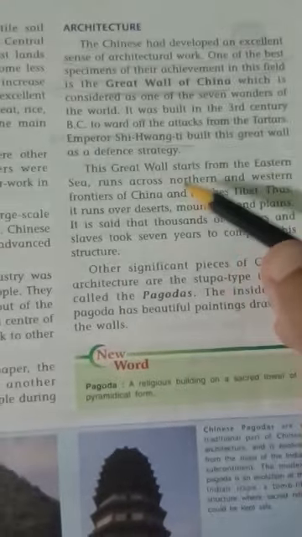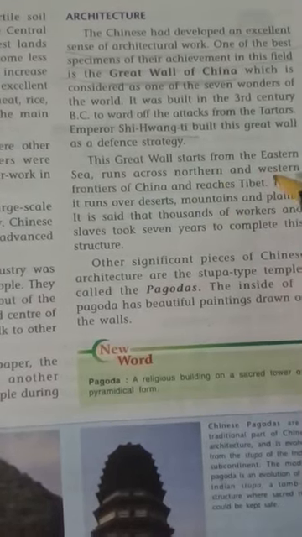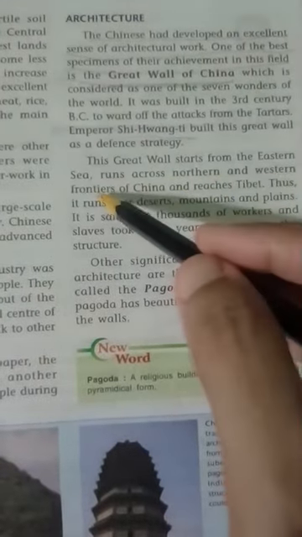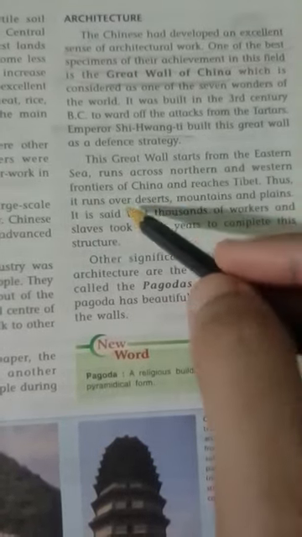This Great Wall starts from the Eastern Sea. So this is the entire extension of the Great Wall of China. It runs from the Eastern Sea, runs across northern and western frontiers, means borders of China, and reaches Tibet. Thus the Great Wall of China covers the deserts, mountains and plains of the Chinese civilization.